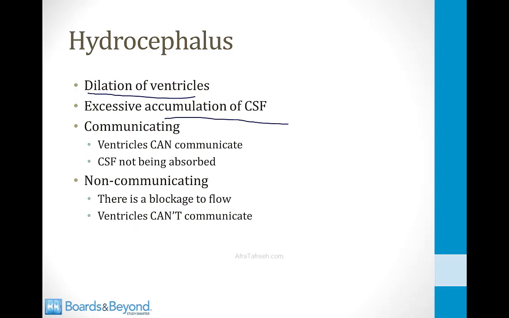and we break down the causes into two main groups. The first group is so-called communicating hydrocephalus. This means the ventricles of the brain can communicate with each other. There's no obstruction to the flow of CSF. The problem is the CSF is not being absorbed properly, and we'll talk more about that in a minute. In non-communicating hydrocephalus, there's some blockage to flow. The ventricles can't communicate, and this is usually some type of mass lesion blocking the cerebrospinal fluid from leaving one ventricle and getting into another.